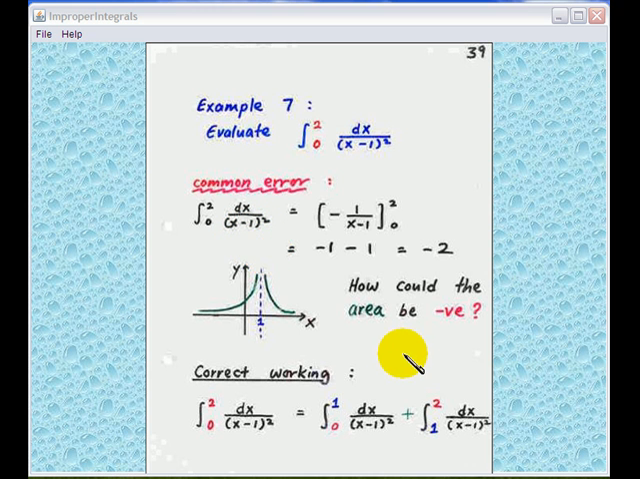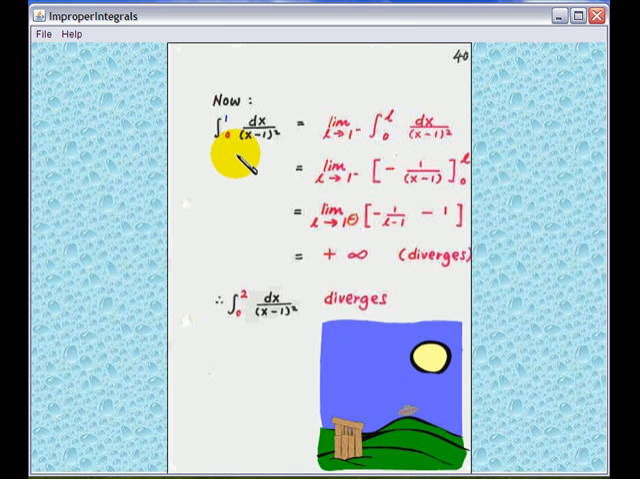Now let's look at the first term, the integral from 0 to 1 of 1 over (x minus 1) squared. The trouble is when x equals 1. So replace the point x equals 1 by L and take the limit as L goes to 1 minus. Okay? L approaches 1 from the left.